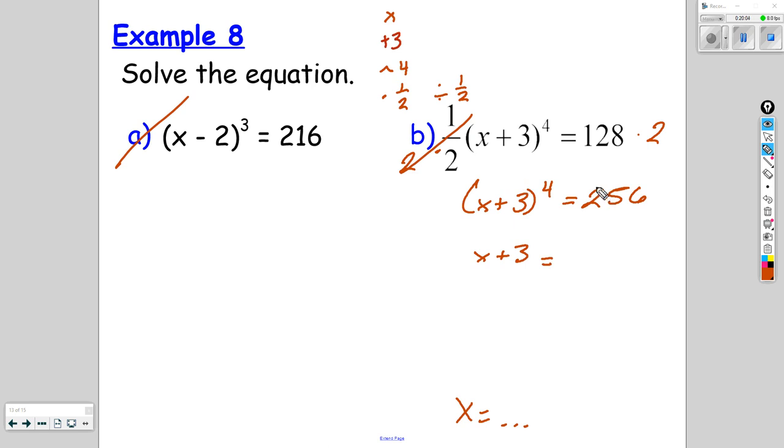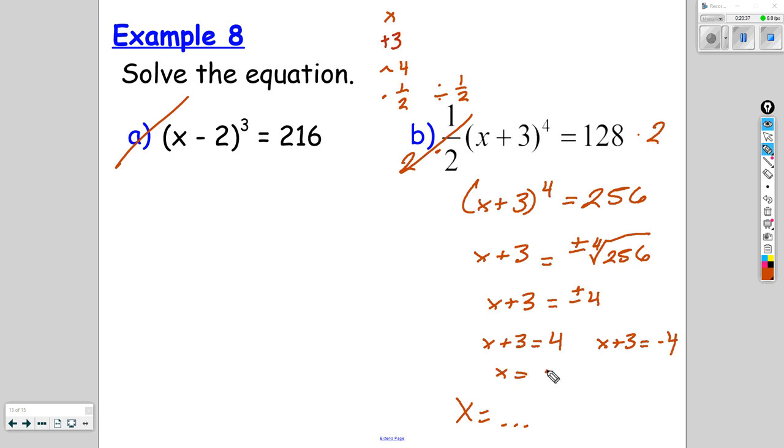And when we take that fourth root, remember, we yield a positive and a negative solution. The fourth root of 256 is just 4. So we have positive and negative 4. And then after that, we subtract 3. So we're going to subtract 3 from both 4 and negative 4. So our two solutions in this case are 1 and negative 7.